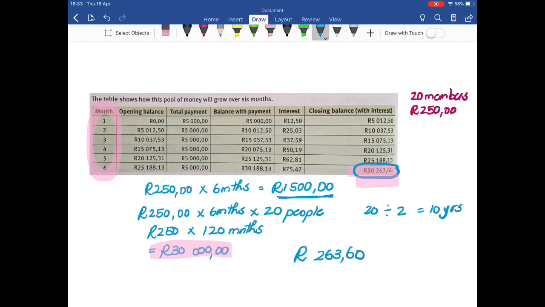So you will find among the poorer population, poorer people in our population, they tend to do this because they don't want to go to a bank and get a loan, etc. So many times this is an informal agreement, and also it gives them access to a large amount of money. 30,000 Rand is a large amount of money as a once-off payment, which they can go and do something special with.